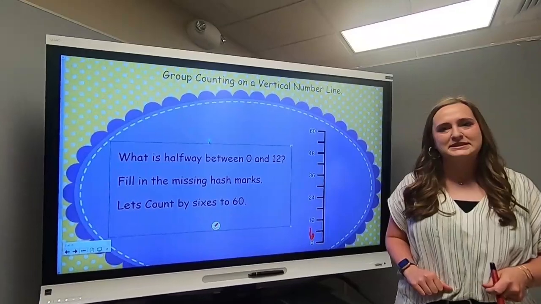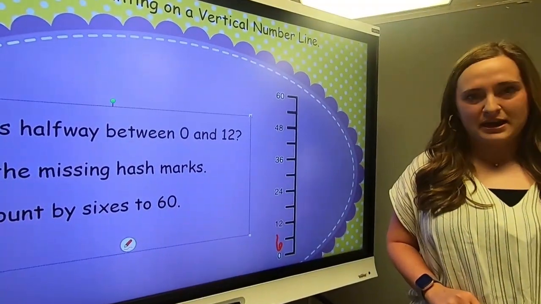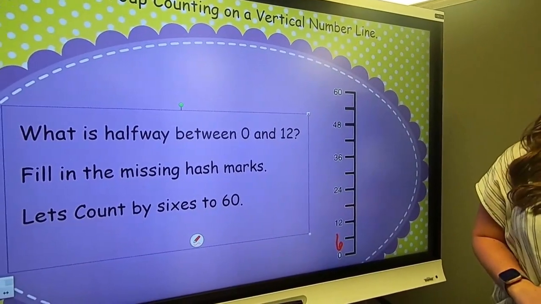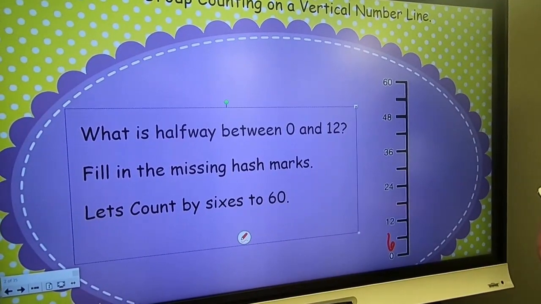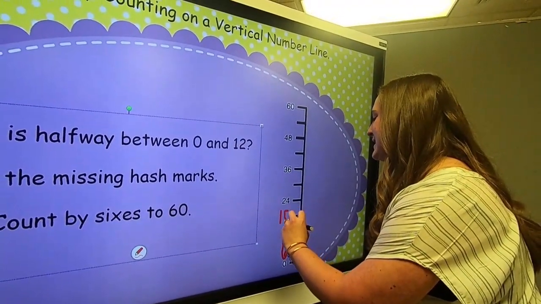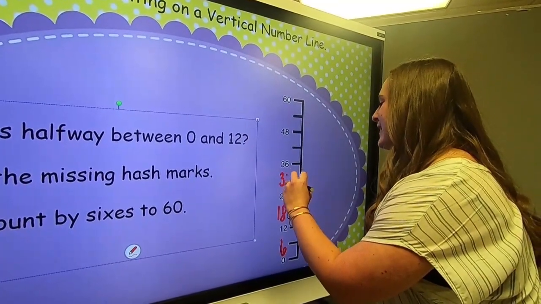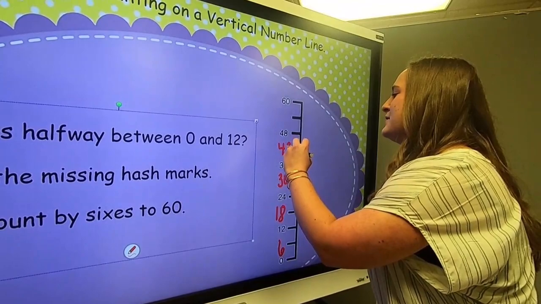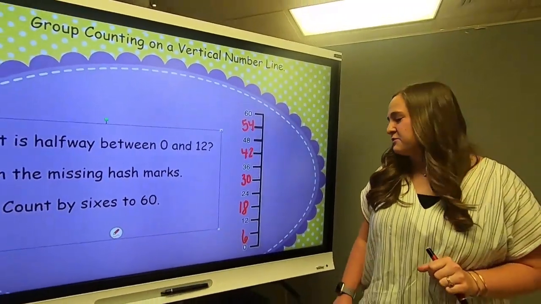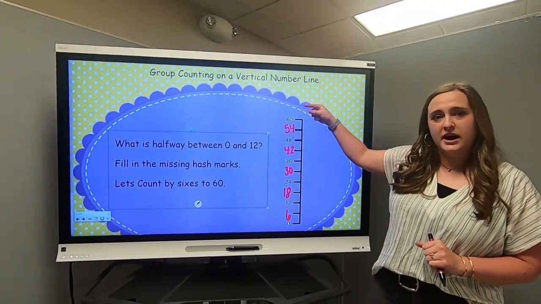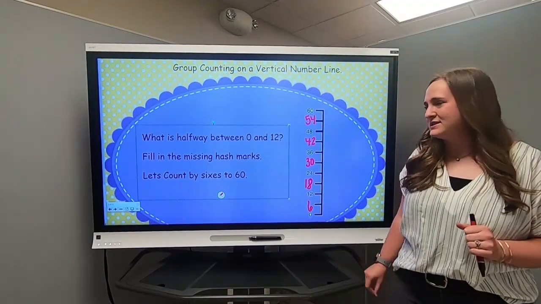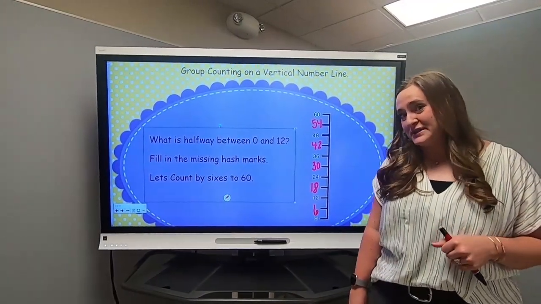So if I'm going from 0 to 6, then I am going to skip count by 6s. So we need to fill in our missing hash marks or our tick marks, and we're going to count by 6s to 60. So count with me. 0, 6, 12, 18, 24, 30, 36, 42, 48, 54, and 60. And so we know whenever we're looking at this that we can move up or we can move down. When we move up, we're adding 6. When we move down, we would subtract. And this looks a lot like maybe a thermometer that you've seen in science class.